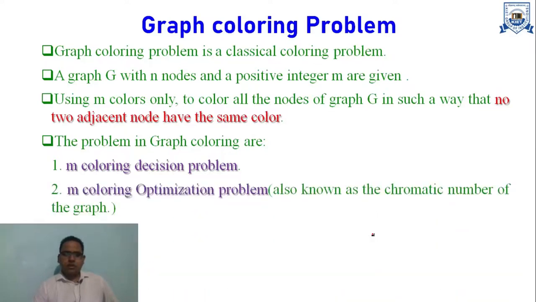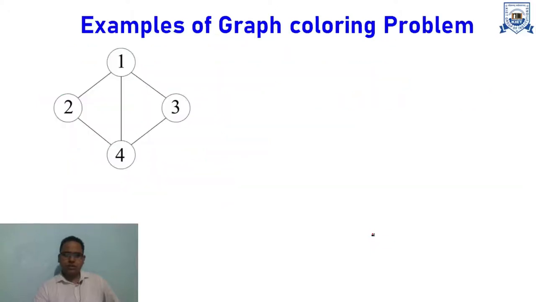The second one is called the M coloring optimization problem. Given a graph, what is the minimum number of colors with which we can color that graph? That is the optimization problem. It is also known as the chromatic number of a given graph. What do we mean by chromatic number? The minimum number of colors required to color a given graph is known as the chromatic number of the graph. We will see some examples.